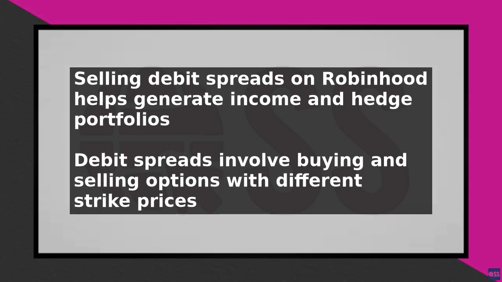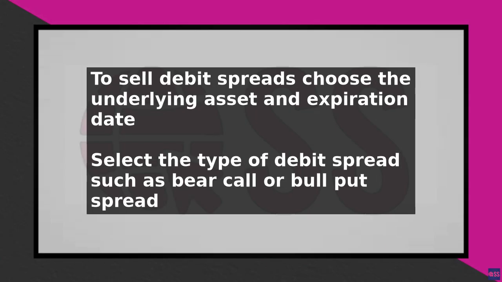A debit spread is a type of options spread where you buy and sell options with different strike prices, but the same expiration date and underlying asset. When you sell a debit spread, you are selling a spread where the premium you receive from selling the option is less than the premium you pay for buying the option, resulting in a net debit to your account.